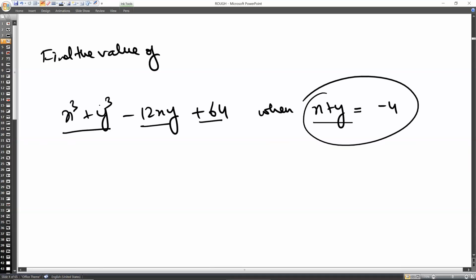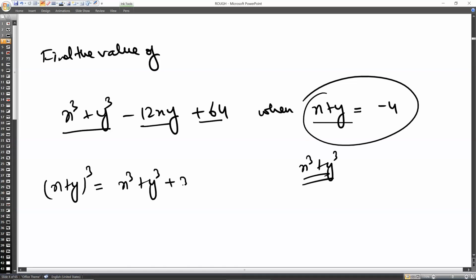So that you can get this value. Okay, so what you are going to do here is you have to cube. How will you get this x cube and y cube? When you cube this one, x plus y whole cube is equal to x cube plus y cube plus 3xy bracket x plus y.